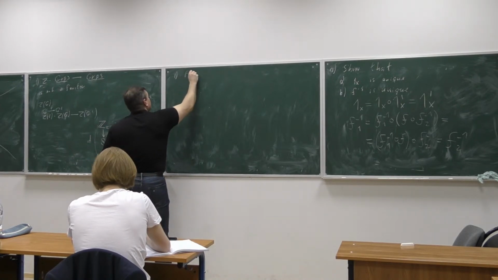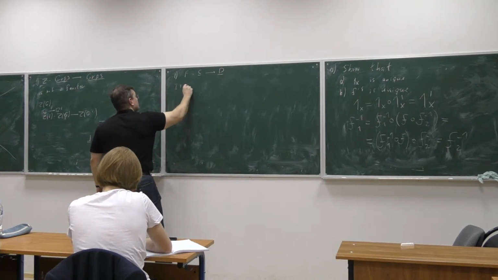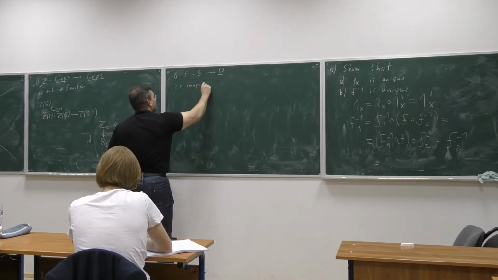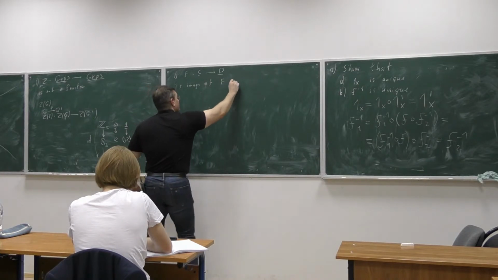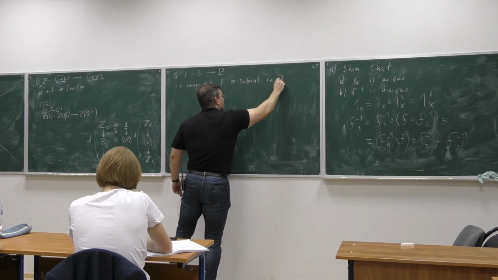So we have a functor between two categories. Is the image of F a subcategory in the category D?